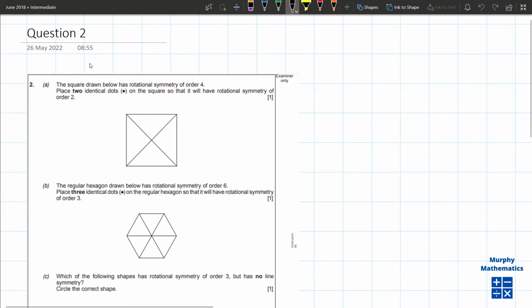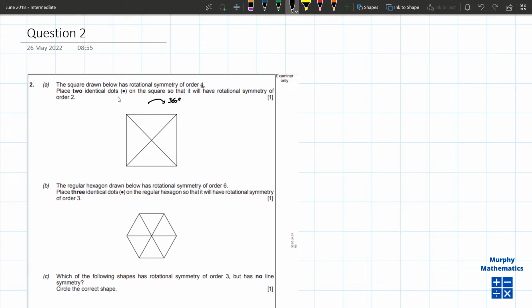We've been told that the square drawn below has rotational symmetry of order 4. Place 2 identical dots on the square so that it will have rotational symmetry of order 2. Okay, so when we're dealing with rotational symmetry, we're basically saying that how many times does that shape remake itself within 360 degrees. So I am spinning this shape 360 degrees and seeing how many times it comes back to its normal shape. And the reason it's 4 already is because every 90 degrees I will return back to this original shape.